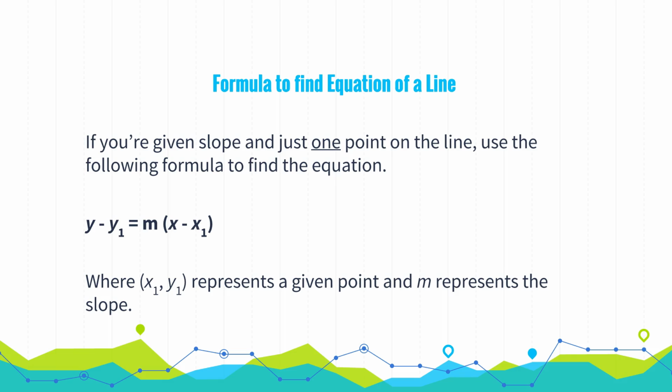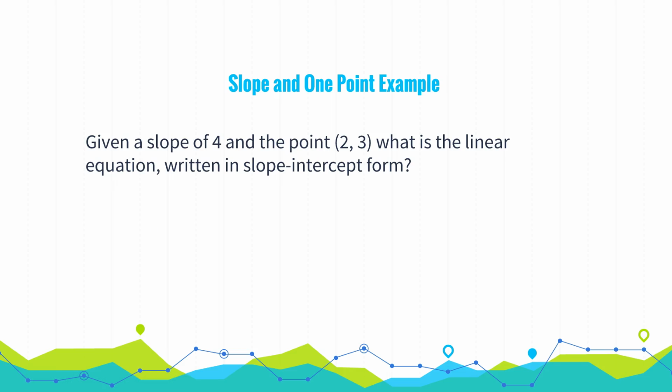This is how to find the y-intercept if I give you just 1 point on the line and the slope, where x1 and y1 represent a given point on the line, and m, as always, represents your slope. So in this example, I tell you that you are given a slope of 4 and the point 2, 3 on a line, and I want you to write the equation in slope-intercept form.